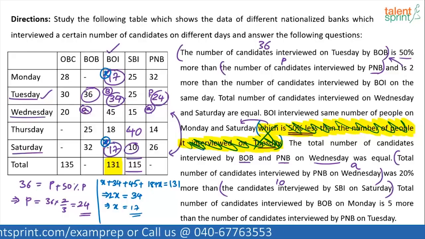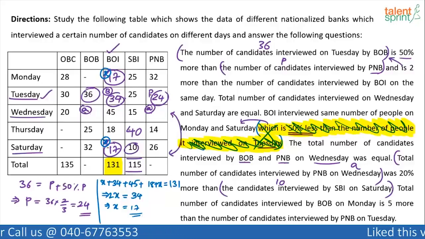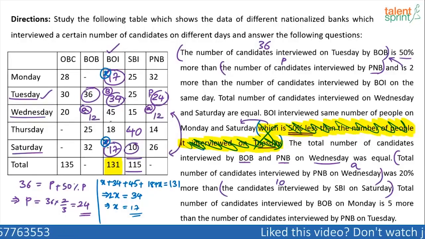What is 20% more than 10? 20% more than 10 is 12. So A is equal to 12. If this is 12, this also will be 12 because both are A.